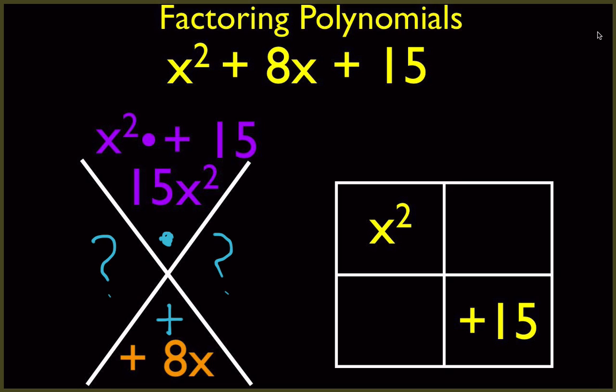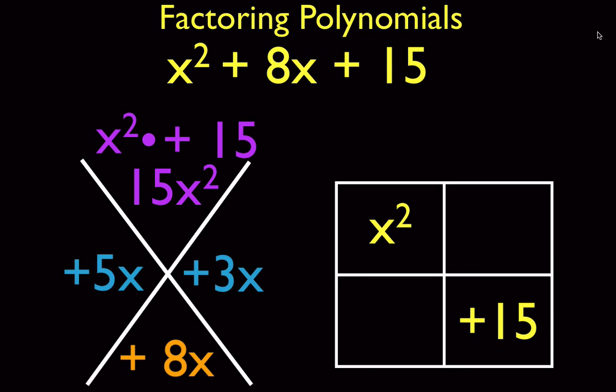Okay, well, if you think about it, what it is, it's going to be 3 and 5. 3 plus 5 is 8. 3 times 5 is 15. We have to include the x's on there because we have an x squared, and on the bottom we have an 8x. We're now going to bring those two into our rectangle, and we need to take a second to figure out what the outside is.